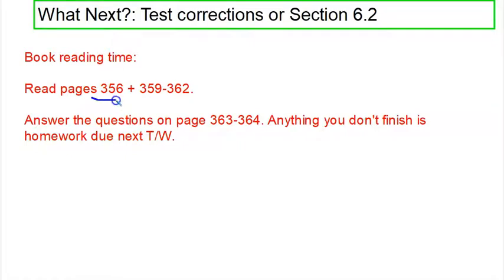You're reading pages 356 and then 359 to 362. You can skip page 7 and 8. And then you need to answer questions on 363 and 364. All of them. You don't need to make your own study guide though. Anything you don't finish is homework, and I'm going to be collecting it next Tuesday and Wednesday.